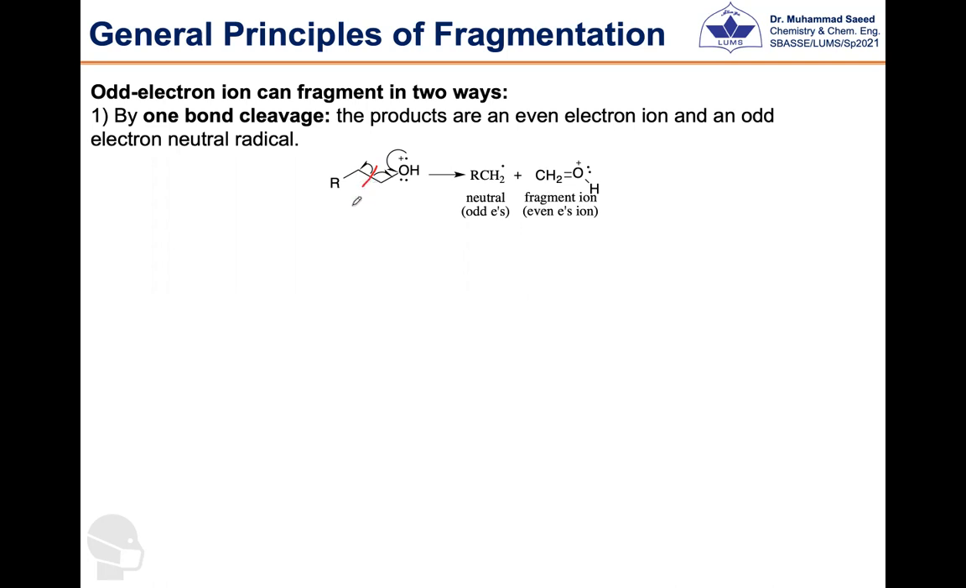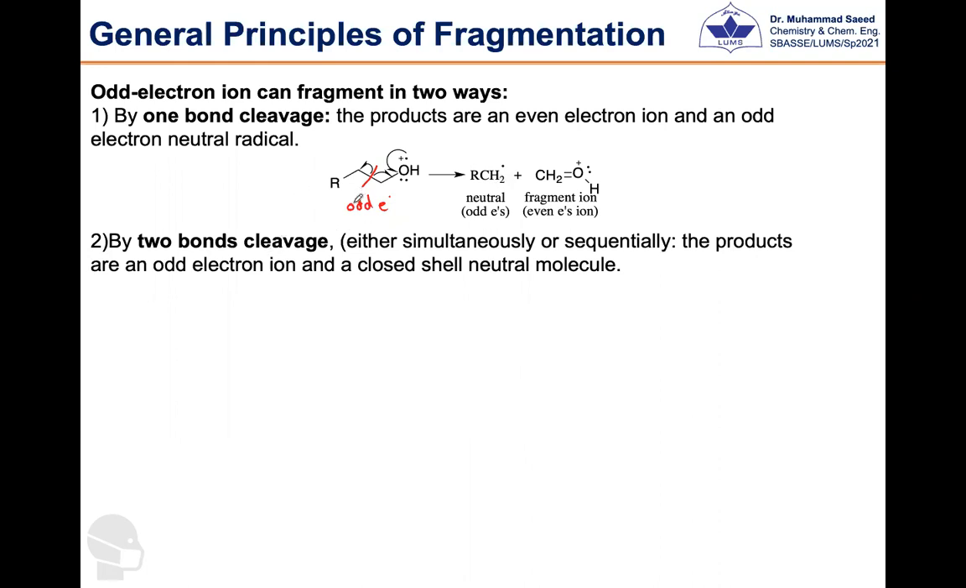So you can see that the odd electron starting charged species was fragmented by breaking one bond into an even electron system and a neutral species. Of course, the positive charge species will be the one which will be detected by the mass spectrometer. The neutral species will be lost in this analysis.